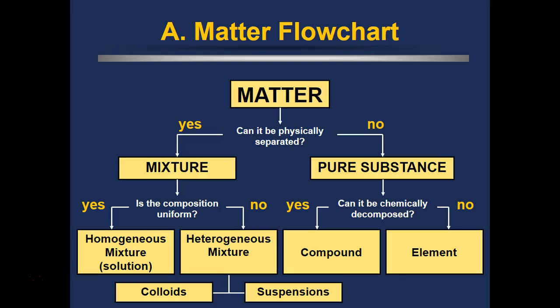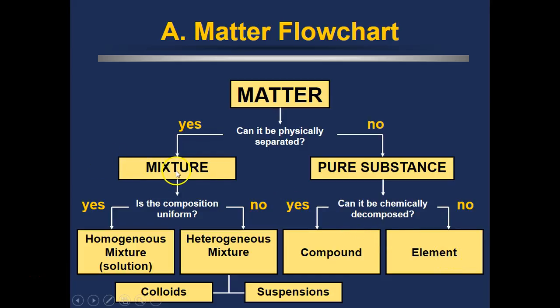So let's put all of this together in the same flowchart. When you are asked to classify matter, ask yourself first, can it be physically separated? If the answer is yes, it's a mixture. If the answer is no, it's a pure substance. Then ask yourself, if we look at pure substances, can it be chemically separated? If the answer is yes, it's a compound like water. If the answer is no, it's an element like aluminum.